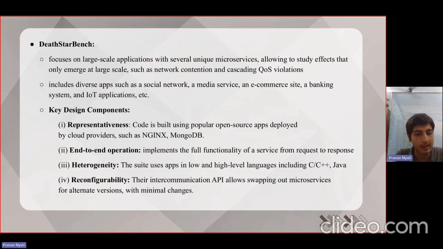Now let's discuss DeathStarBench. This focuses specifically on large-scale applications with several unique microservices and allows studying effects that only emerge at large scale in real-world systems, such as network congestion and cascading QoS violations. This includes diverse apps which resemble real-world applications such as social network, e-commerce sites, banking system, etc. The key design components of DeathStarBench are representativeness, end-to-end operation, heterogeneity, and reconfigurability. That was all from my side.